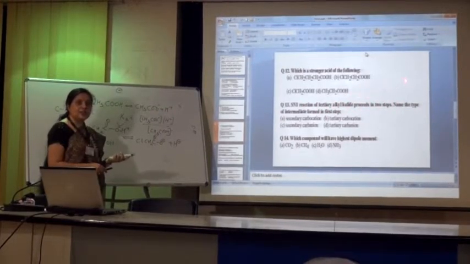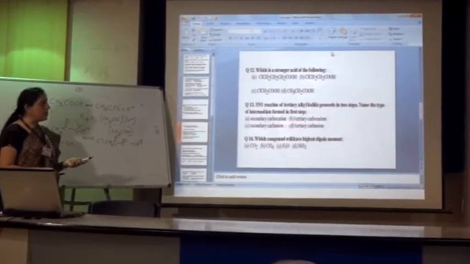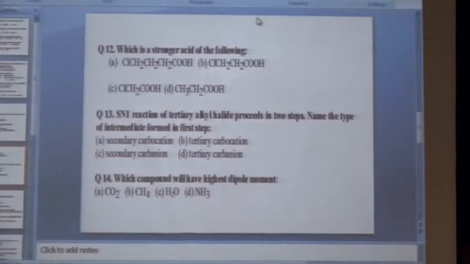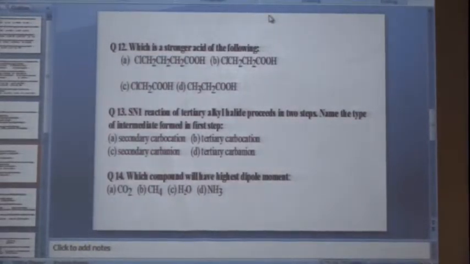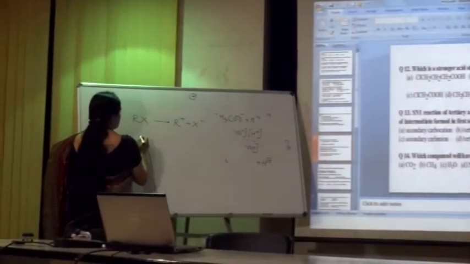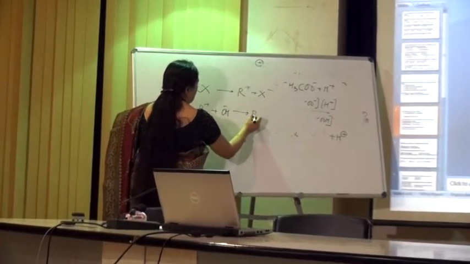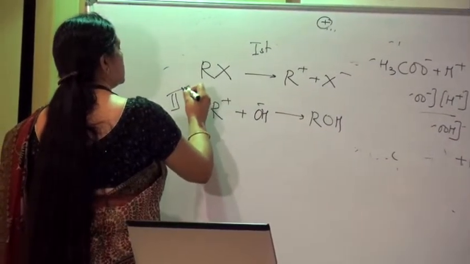Taking a tertiary alkyl halide, what will be formed? See, these two are ruled out. Always remember, in SN1 a carbocation, the carbonium ion, is formed. The simplest way to remember SN1 and SN2 is this: if I take RX, it gives R plus and X minus. R plus plus OH minus gives ROH. This is your first step, this is your second step.